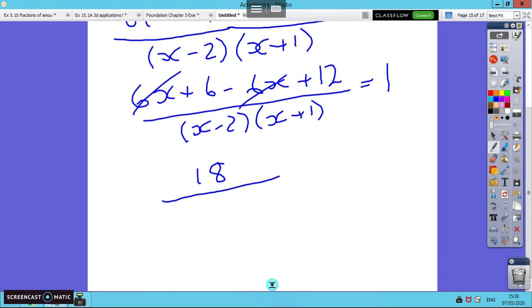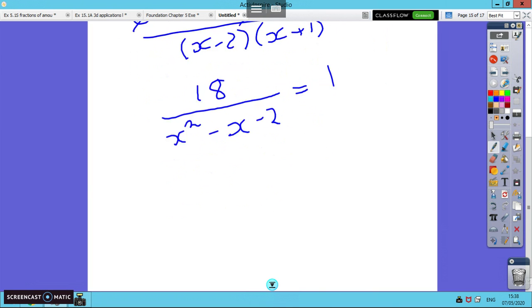It doesn't actually matter where you sort out the bottom because you're going to have to multiply it up to the right-hand side. I'll do it now. So x squared minus x minus 2, I think you get, once you've sorted that out, all equal to 1. So like I said, you do have to multiply that denominator by both sides, and so you get 18 equals x squared minus x minus 2.